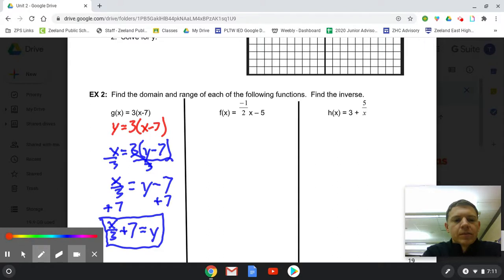Okay, let's try the next one. Start in red again. y, just rewriting, equals negative 1/2 x minus 5.